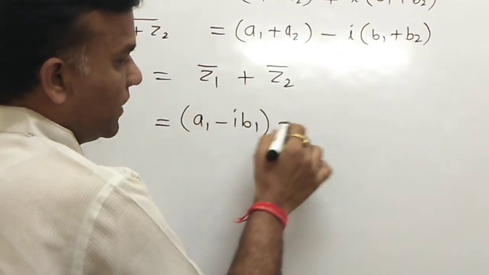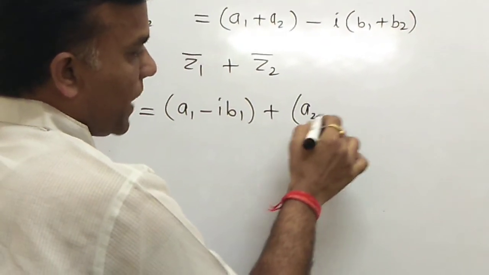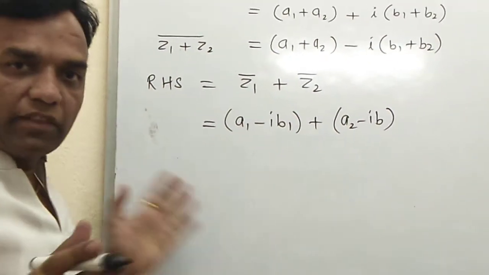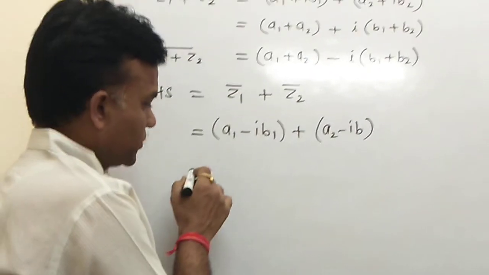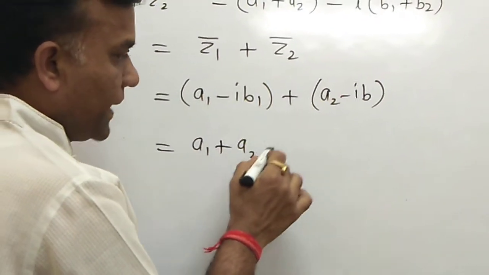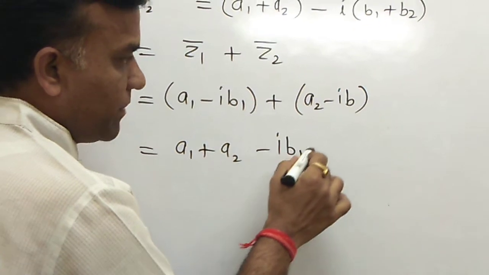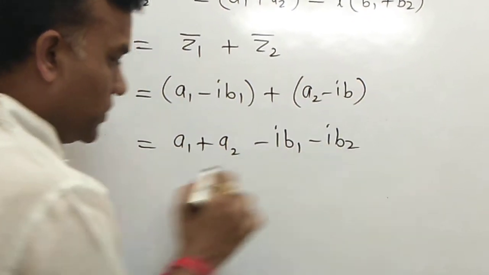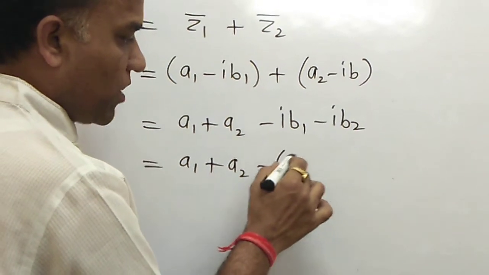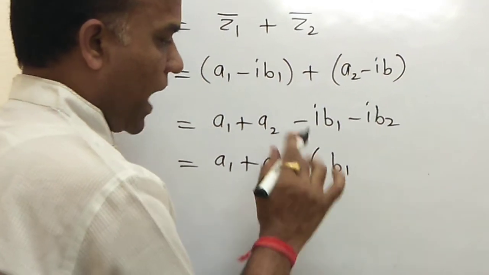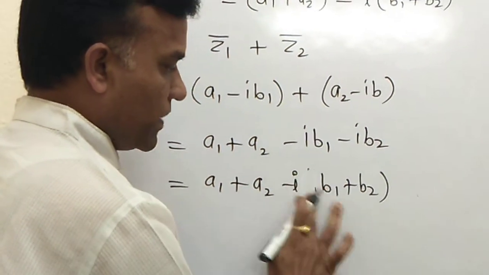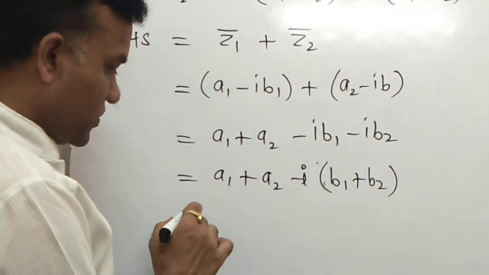Okay, so here a2 minus ib2, because first we find the conjugate and then we add the terms. So the result will be the same again. We have a1 plus a2 and then minus ib1 minus ib2. Okay, so a1 plus a2, and minus i is common, so i is outside, b1 plus b2. We have this result.